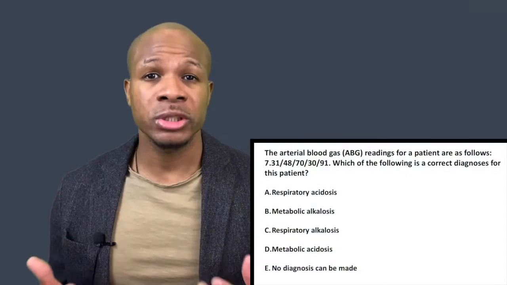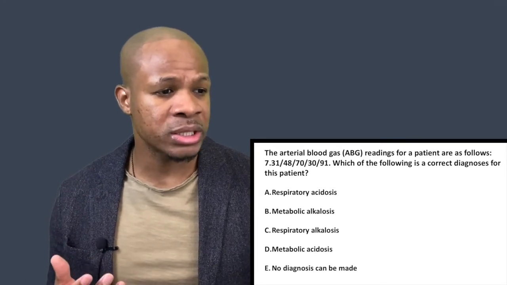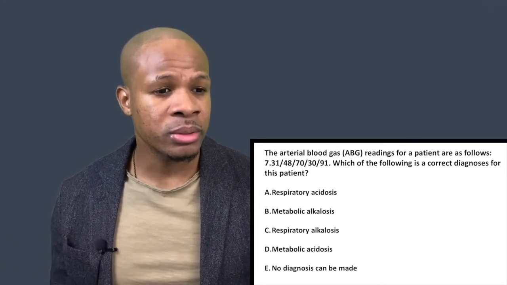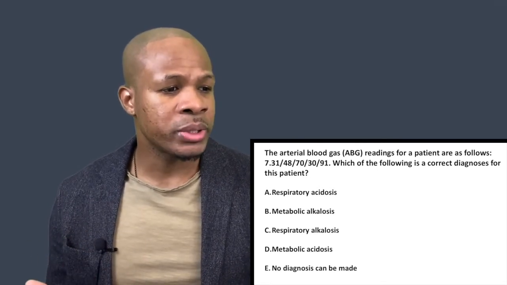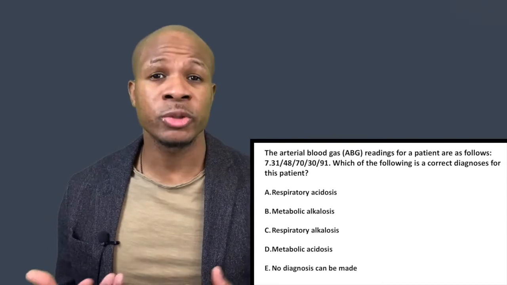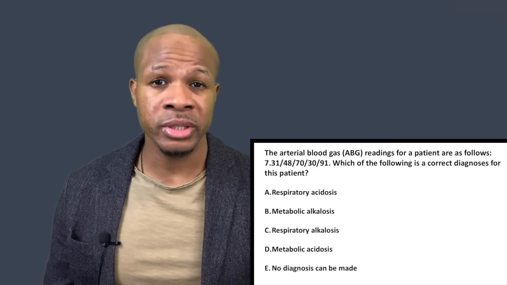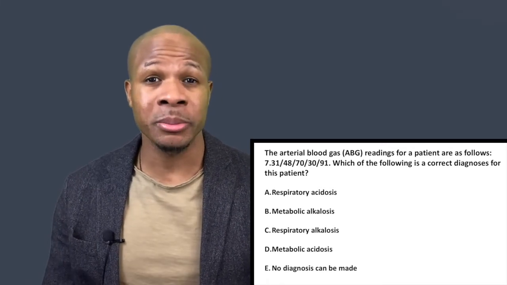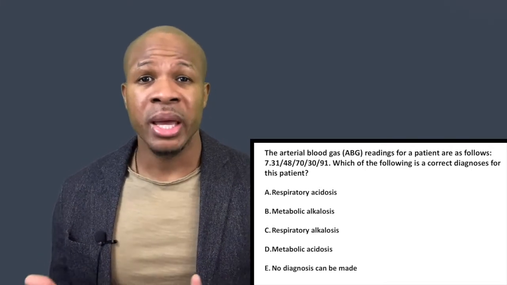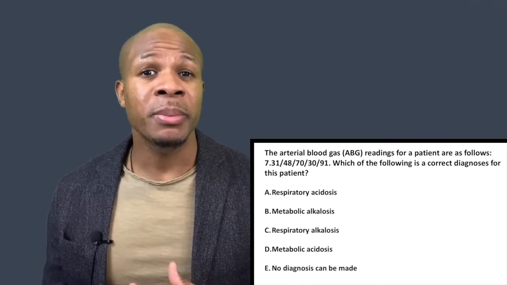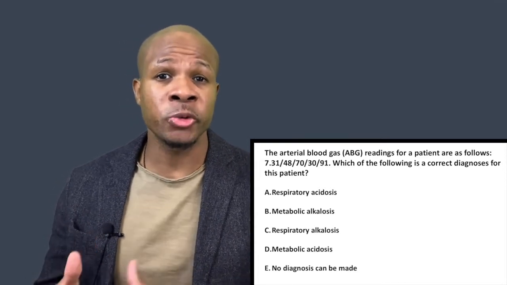Question number one says, the arterial blood gas, ABG, readings for a patient are as follows: 7.31, 48, 70, 30, 91. Which of the following is a correct diagnosis for this patient? This question seems pretty straightforward, but it could be tricky because you're given the ABG numbers, but you have to remember what each number stands for, which means you have to know the order in which the different terms are given. And sometimes you can guess what each number stands for by looking at its value, because each physiological term comes in a certain range of numbers, right?